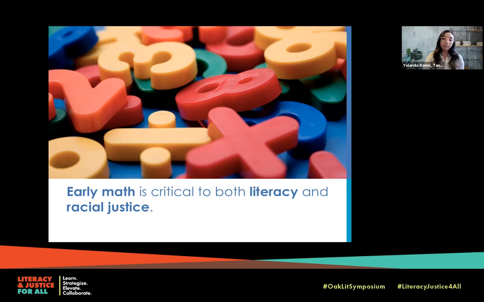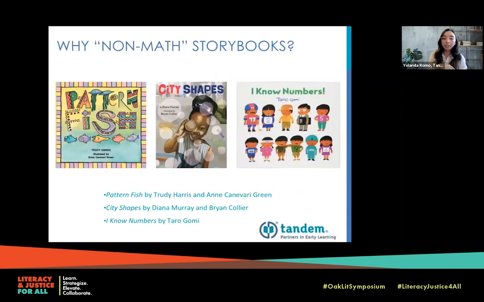So why not math storybooks? And I do want to note that with some books, we can clearly see the math connections. You can see some examples on your screen. We have Pattern Fish, we have City Shapes, and I Know Numbers. And these books reference patterns, shapes, and numbers in the title and in the illustrations. So it's pretty easy to figure out how we could use them to talk about logic, maybe talk about geometry, counting. But these are only a few examples of great math books, and there's plenty of great options out there, both math books and non-math books.